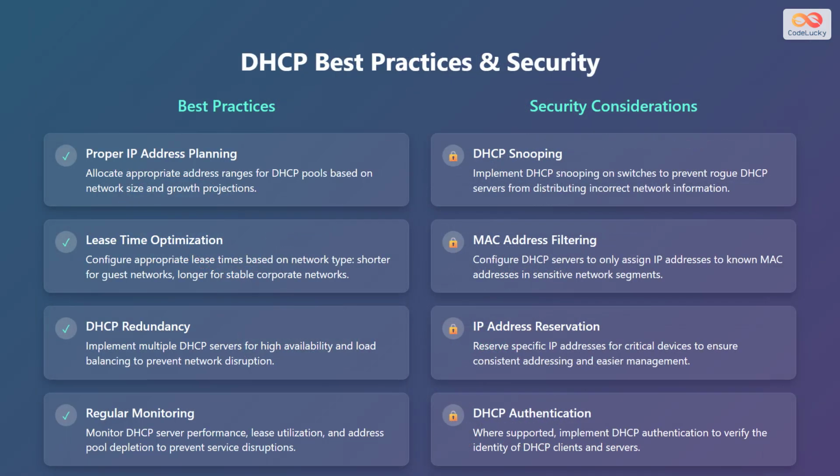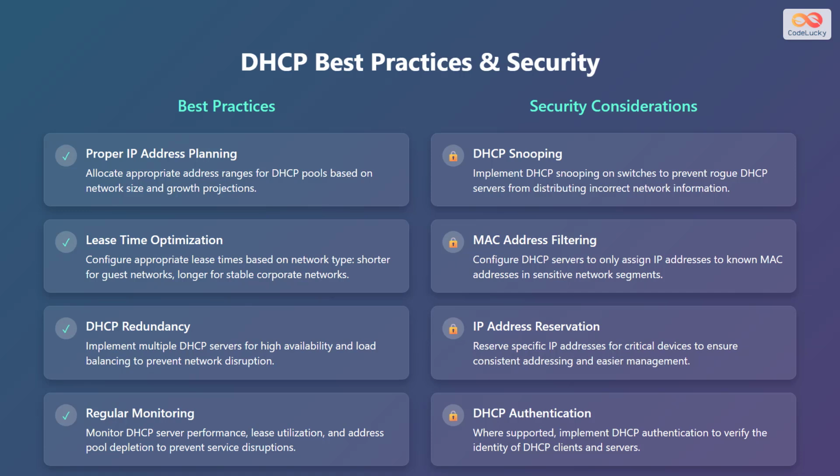Finally, let's discuss DHCP best practices and security considerations. Some best practices include proper Internet Protocol address planning, allocating appropriate address ranges for DHCP pools based on network size and growth projections. Lease time optimization, configuring appropriate lease times based on network type, shorter for guest networks, longer for stable corporate networks. DHCP redundancy, implementing multiple DHCP servers for high availability and load balancing to prevent network disruption. Regular monitoring, monitoring DHCP server performance, lease utilization, and address pool depletion to prevent service disruptions.